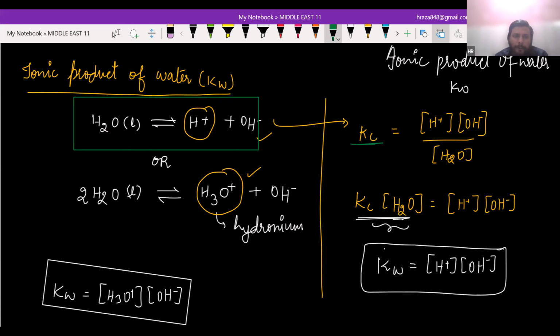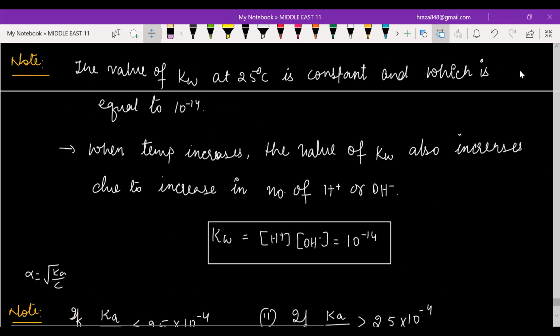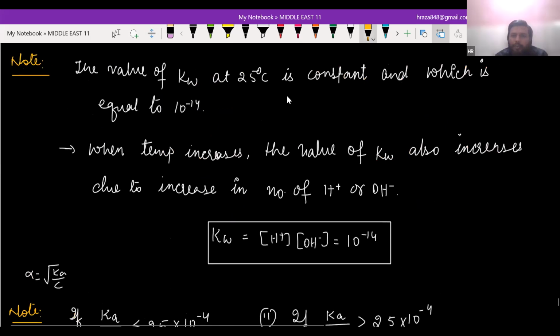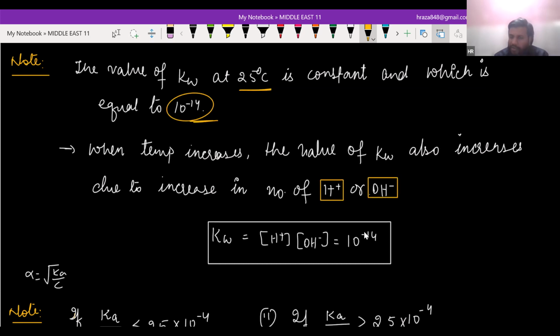Are you done with this? Yes, sir. And experimentally, we found the value of Kw at 25 degrees centigrade. This is very important. At 25 degrees centigrade, the value of Kw, or you can say the product of H plus and OH minus, is equal to 10 raised to the power minus 14. But if you increase the temperature, this value will increase because the number of H plus and OH minus will increase. Okay.